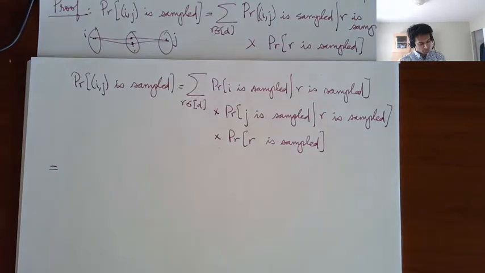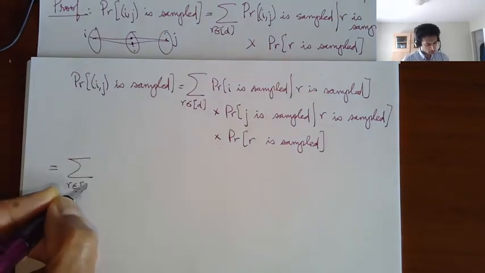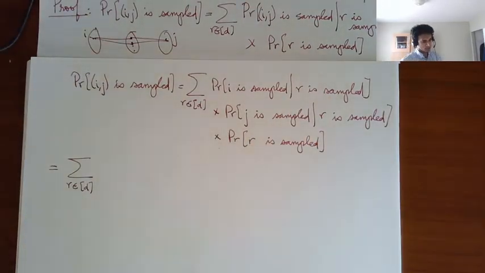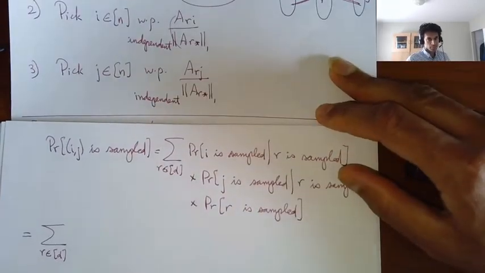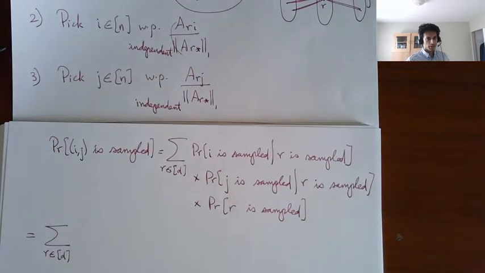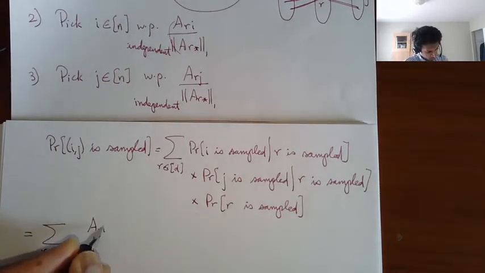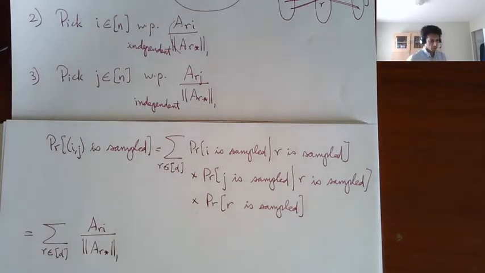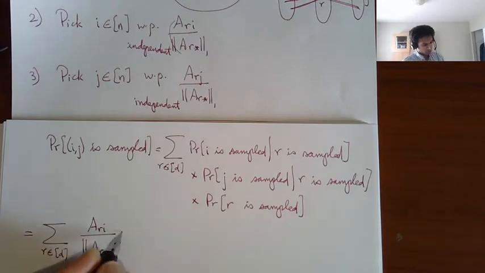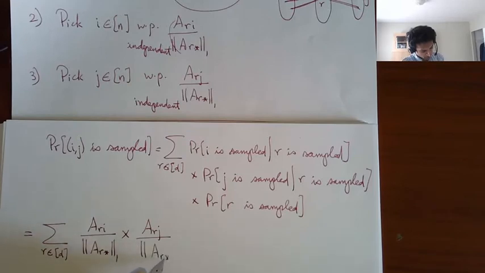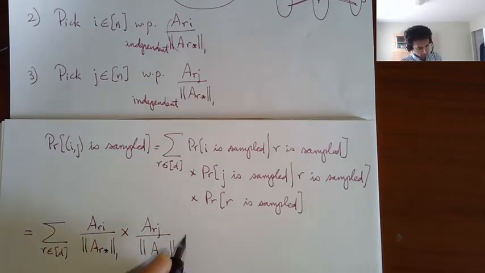All right. So now what are these quantities? What is the probability that i is sampled conditioned on r being sampled? Let's go back and look at the expressions. So what is the probability that i is sampled? A r i over the 1 norm of A r star. Exactly. So it's A r i divided by the A r star 1 norm. Probability that j is sampled, A r j divided by the A r star 1 norm. What is the probability that r is sampled?